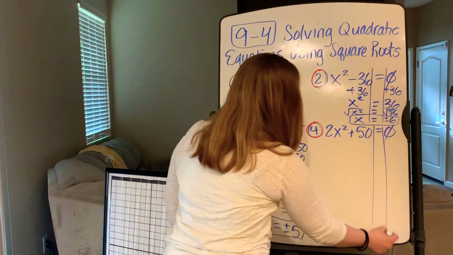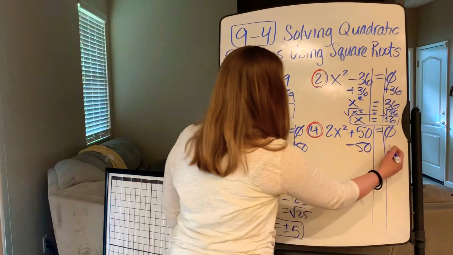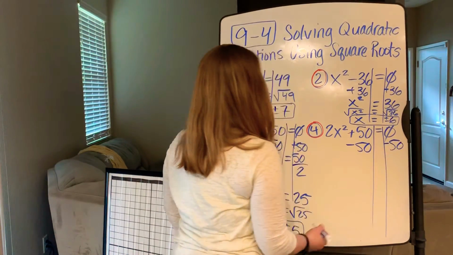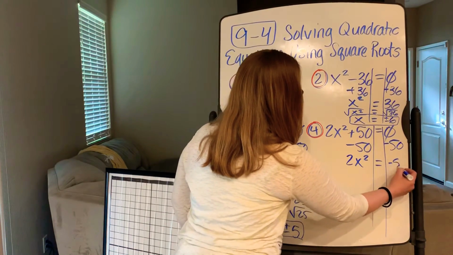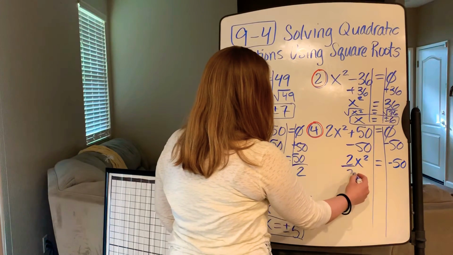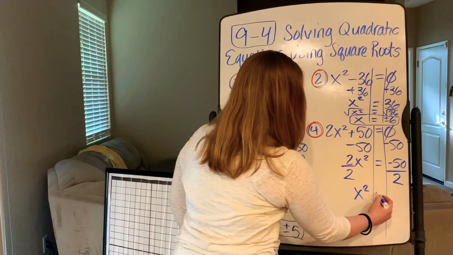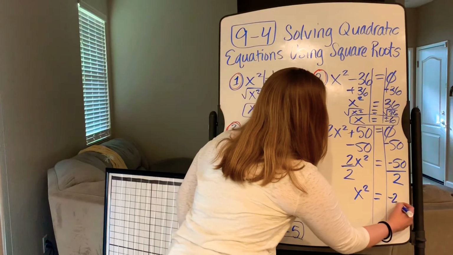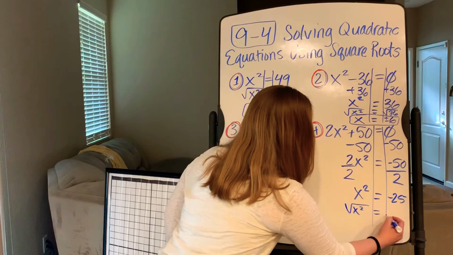So let's see what happens. This time I have to minus 50, opposite of addition. So I have to minus 50 on this side. So I get 2x squared equals -50. Now I have to divide by 2 to each side, and I get x squared equals -25. And again, last step, taking the square root of both sides.